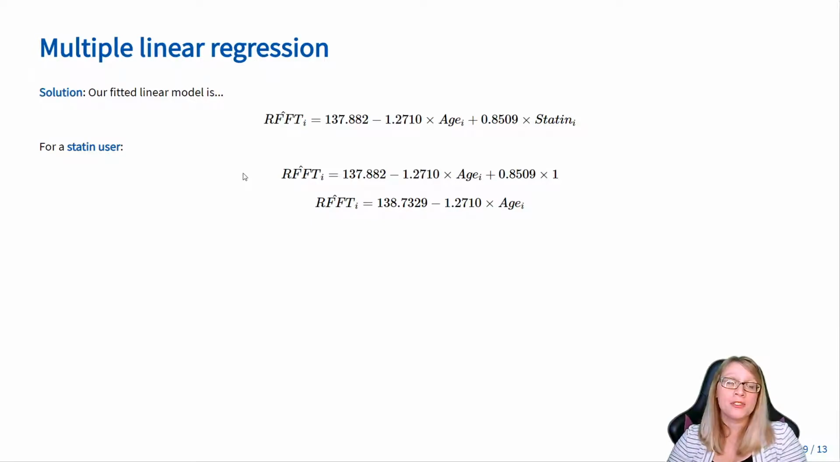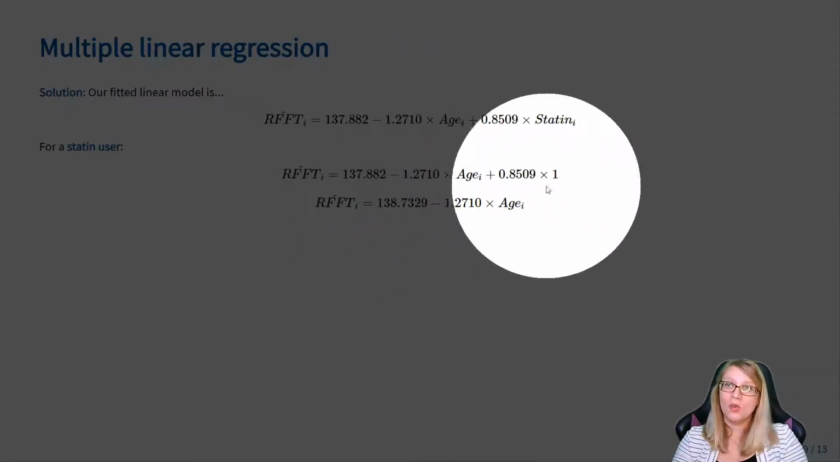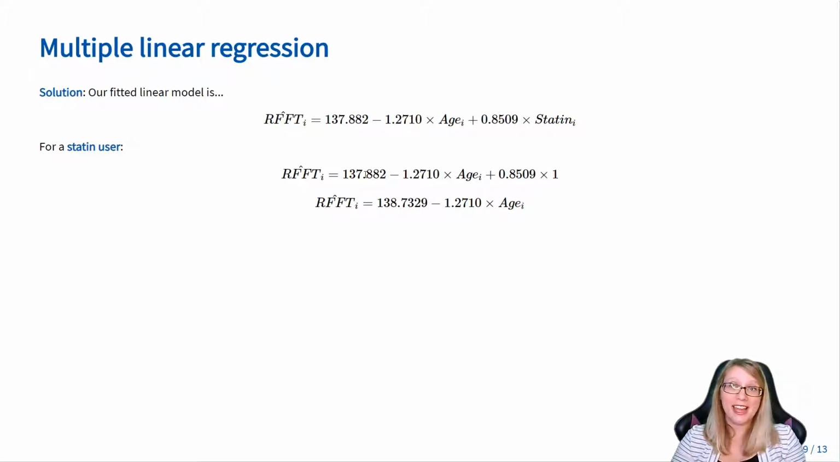For a statin user then, let's simplify our model just a little bit. Remember that statin users are coded in this data set as having a value of 1. So for a statin user, our predicted RFFT score is 137.882 minus 1.271 times age plus 0.8509 times 1. So notice our intercept has increased slightly. We combine these terms together. For a statin user, our predicted value is 138.7329 minus 1.271 times age.